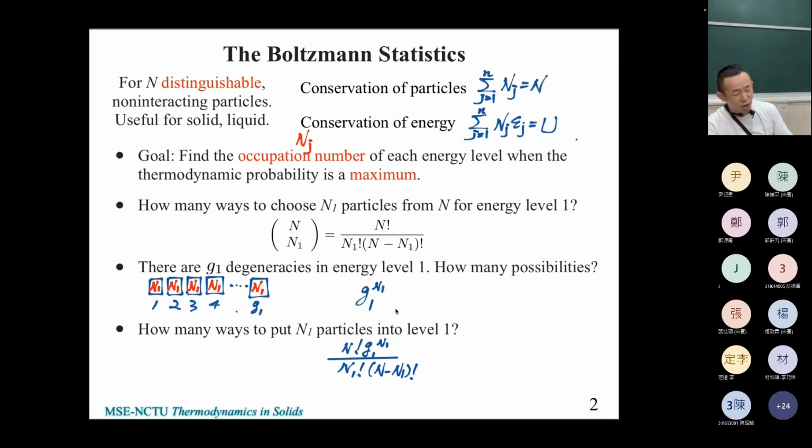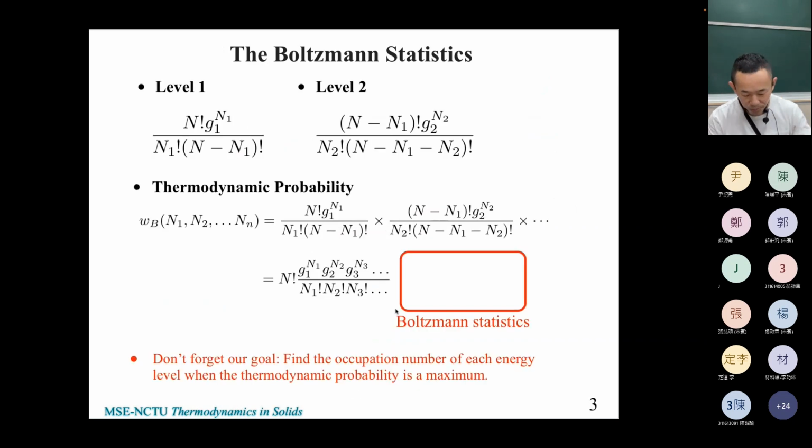So that is how many ways to put N1 particles into energy level 1. But now we've only talked about level 1. How about level 2? Level 2 is okay, because now your N is N minus N1. You only have N minus N1 left, right? So for level 2, the total number of available particles is N minus N1.